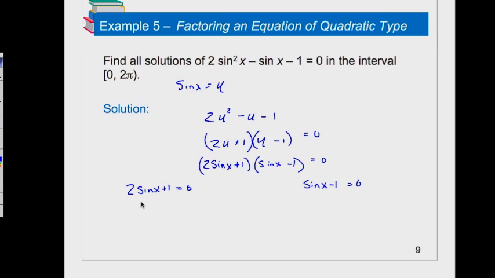And now I have two much simpler equations. This one turns out to be sine of x equals negative 1/2, and this one turns out to be sine of x equals 1. And now it's a matter of solving and finding solutions. In this case, I still have to take the inverse sine on both sides in order to undo the sine. Inverse sine. And on this one, inverse sine.